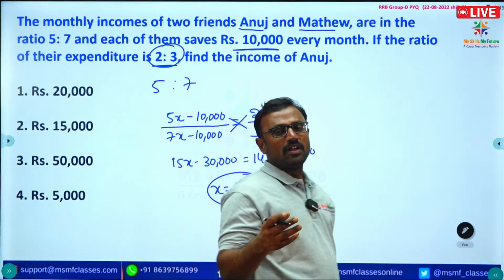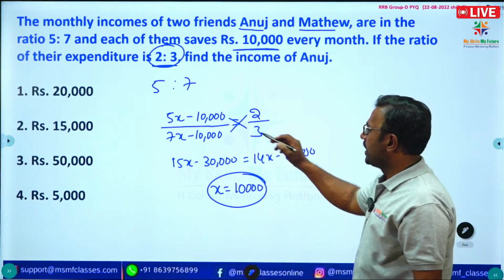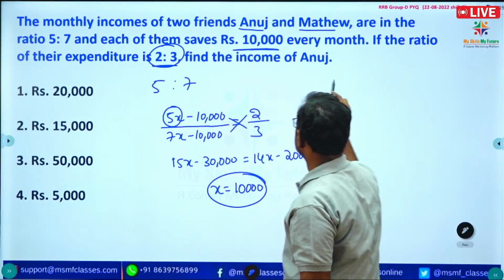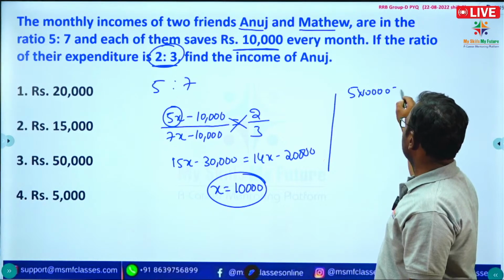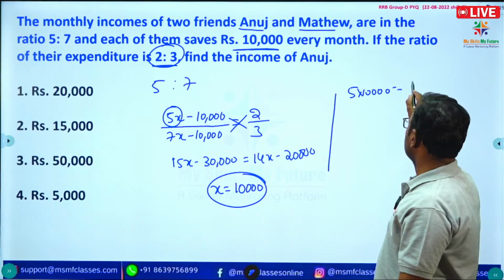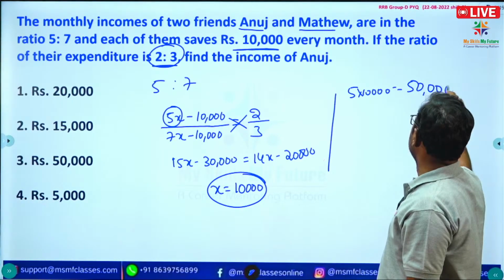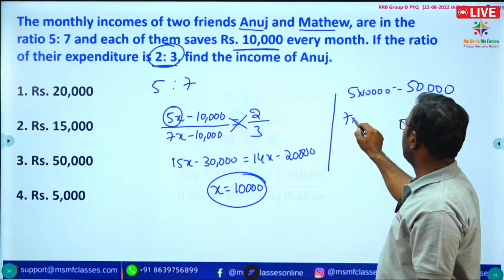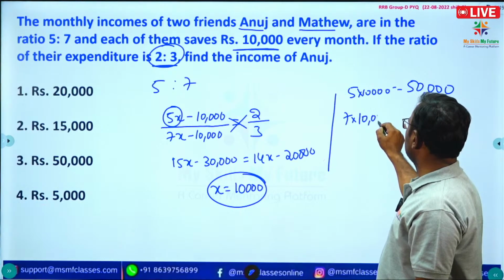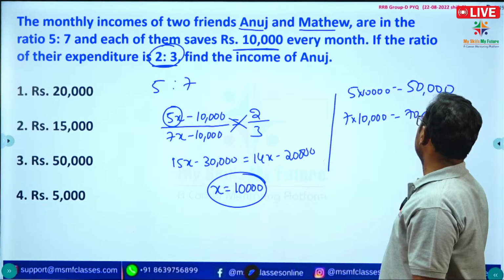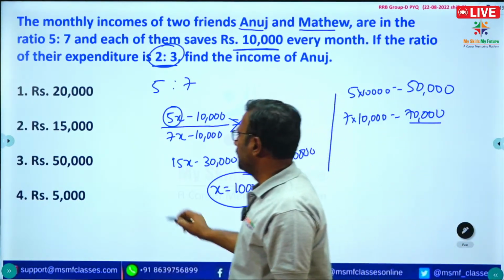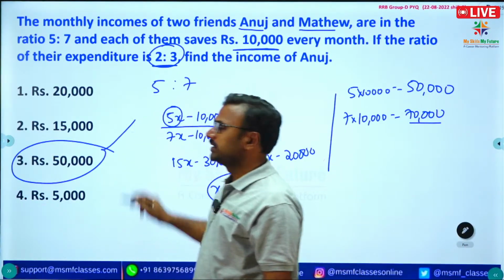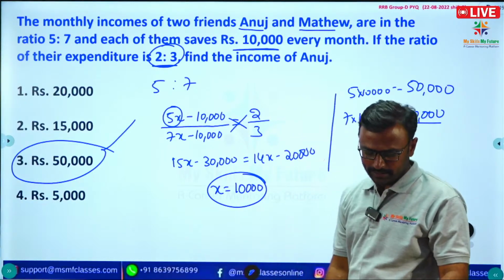What is our question? What is the income of Anu? Anu's income is 5x, so 5 into 10,000, because x is 10,000. So 50,000 is the income of Anu. If you need to find the income of Matthew, it is 70,000. But our question asks for the income of Anu, which is 50,000. Option 3 is correct. Next question.